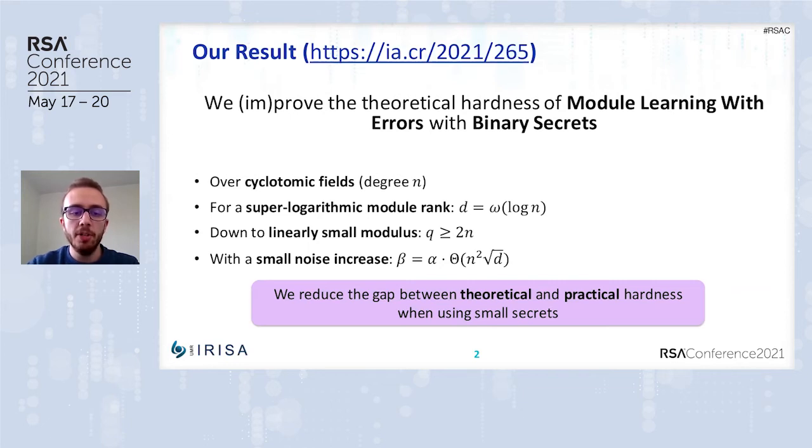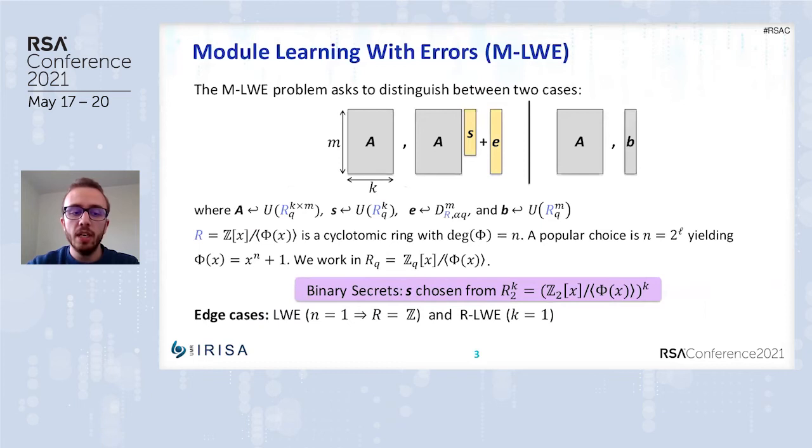Now, as far as the parameters go, I will just mention that the main restriction is about the module rank, which needs to be super logarithmic. We will see in a second what it refers to, but it is the most challenging part when trying to close the gap between theory and practice. But before, let me do a quick reminder on what this problem actually is.